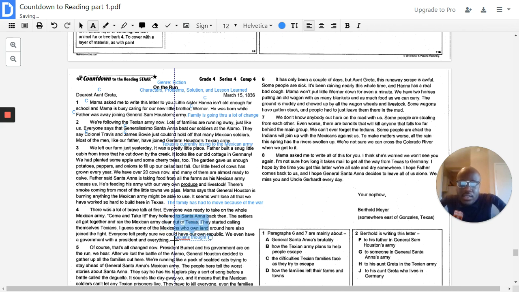Texians thought they would win at first.